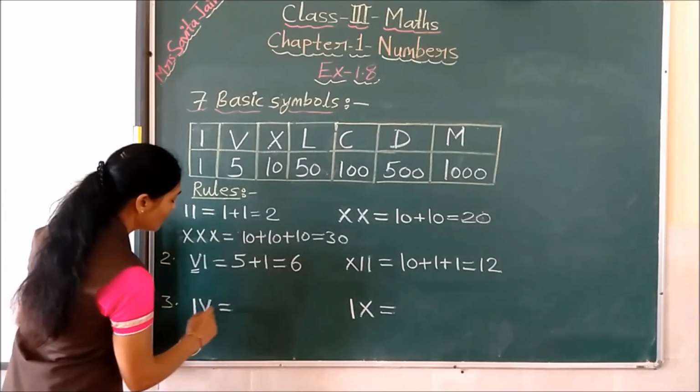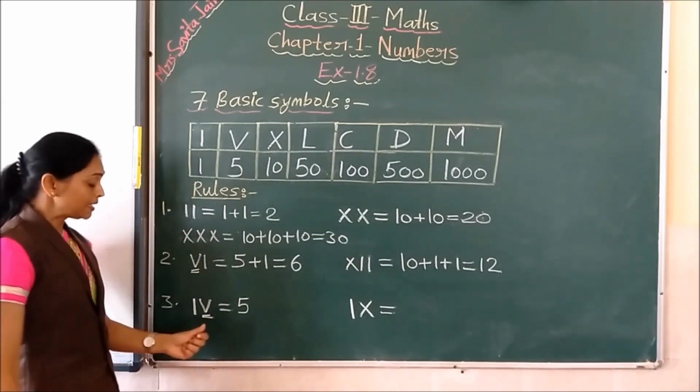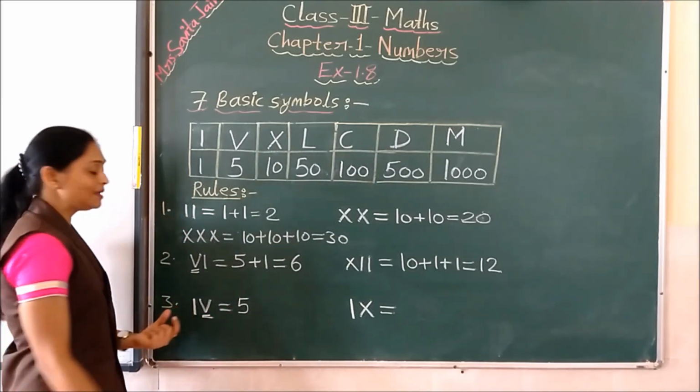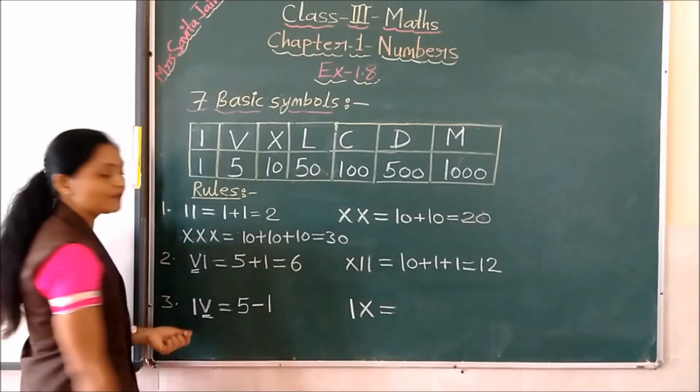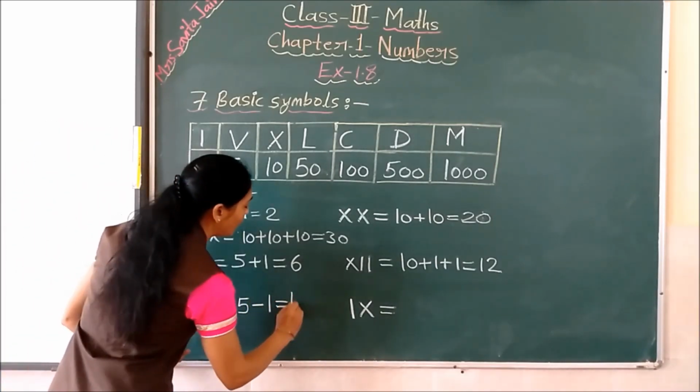See how to do it. First we have to write the value of V, which is 5. Then the value of I will be subtracted. So we will do 5 minus 1 equal to 4.